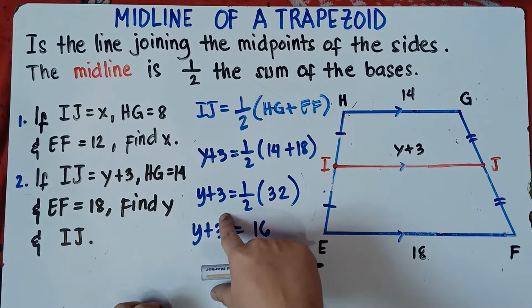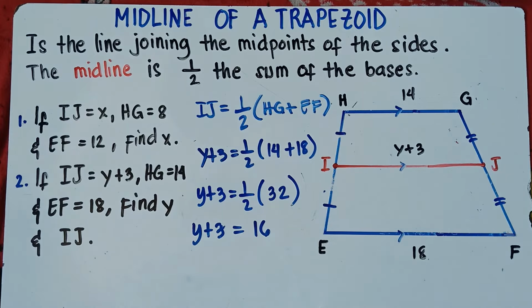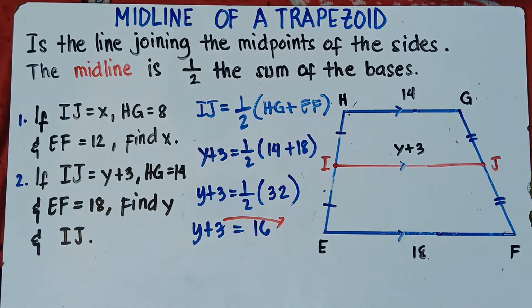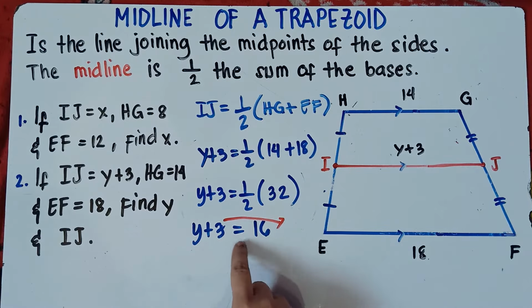But once again, class, most of the students are so confused with this properties of equality. So for me, class, it's better to transpose this 3 from left to right. Okay, transpose this one from left to right. Transfer 3 from left to right. Once you transfer from this equal sign, you change the sign.